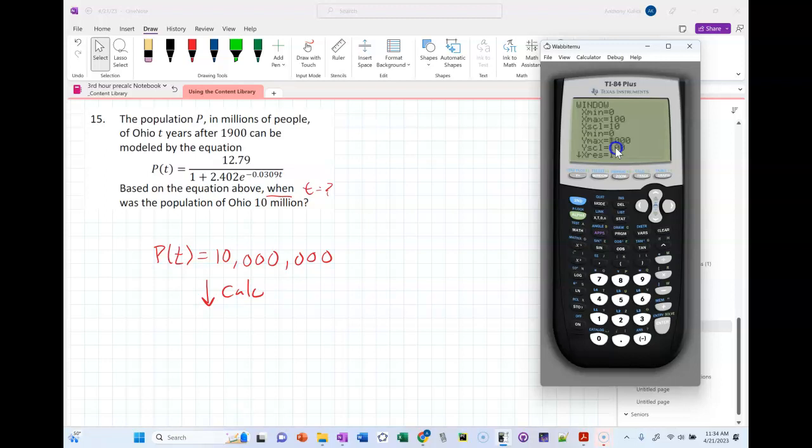And the max, I just want to pick something bigger than 10 million. Yeah, Boyd? So for Y2, do we plug in 10 million? Yes. So I'll do 15 million as my other one, so the 10 is just easy to see. So 15, and then we'll go up by millions. Let's hit graph.